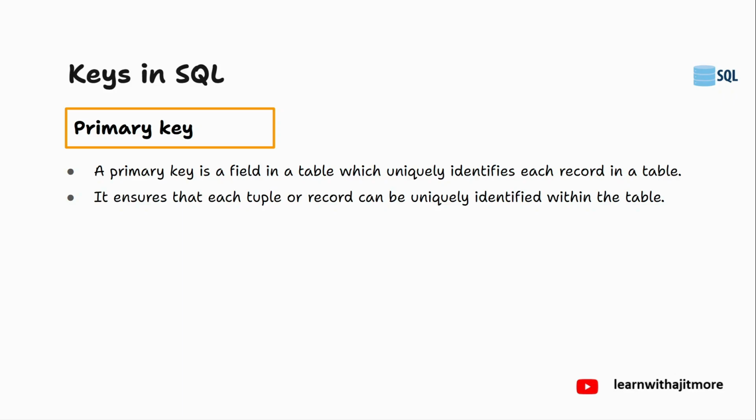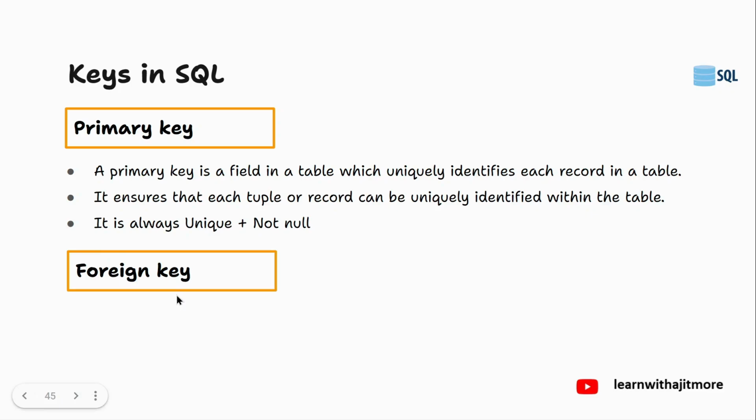Then we identify it on what basis? Roll number. Everywhere, like if you register to a university, the university gives you one PRN, that is called a permanent registration number. Based on that only you are recognized as a student of the university. Correct? So it is always unique plus not null. And then comes foreign key.